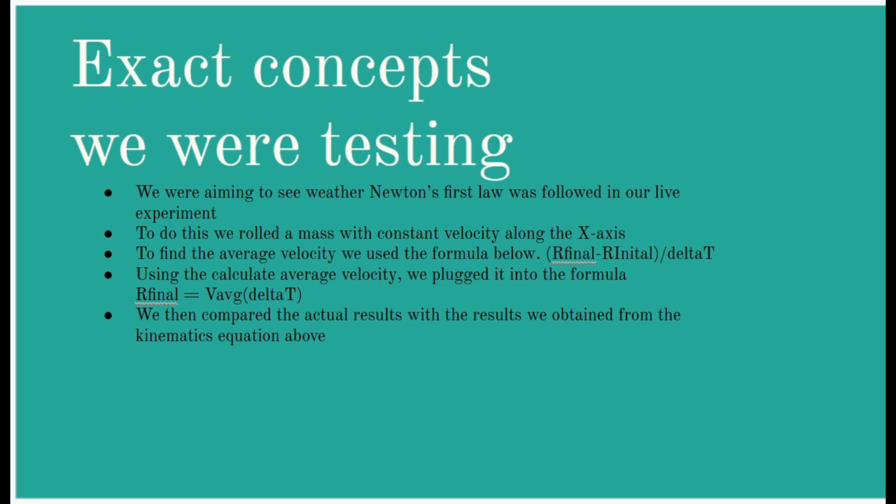Exact concepts we were testing: we were aiming to see whether Newton's first law was followed in our live experiment. To do this, we rolled a mass with constant velocity along the x-axis. To find average velocity, we used the formula below: R final minus R initial over delta t equals average velocity, like we mentioned in the previous section. Then using the calculated average velocity, we plugged into the formula R final equals V average delta t.